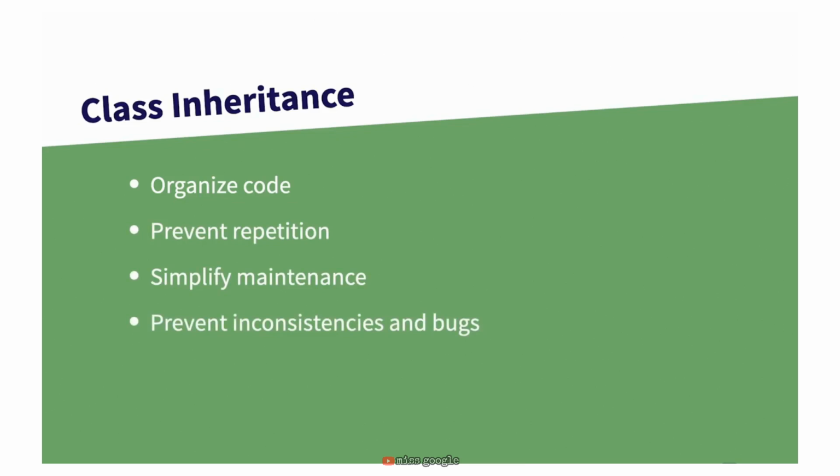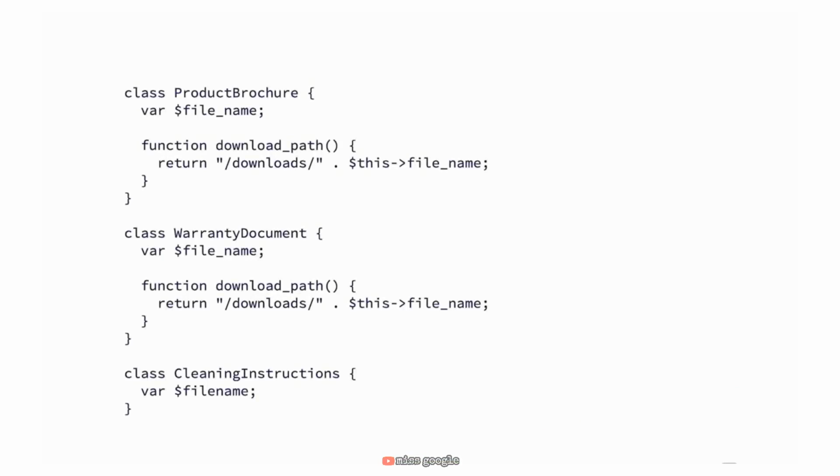Let me give you an example so that you can see why it's important. Let's say that we have a couple of different classes. Let's say I have one called product brochure. You can see it has a property for file name and a method for download path. Then I have another class, warranty document. It's very similar. It's also going to be working with a file, some kind of a PDF perhaps. And it's going to also have a file name property, and it's going to have another method called download path. I'm repeating myself here. Now, if I want to make a change to the download path method, I've got to remember to make that change in two different places. If I don't, I'll have an inconsistency and a bug. So you can see how repetition makes our code harder to maintain.